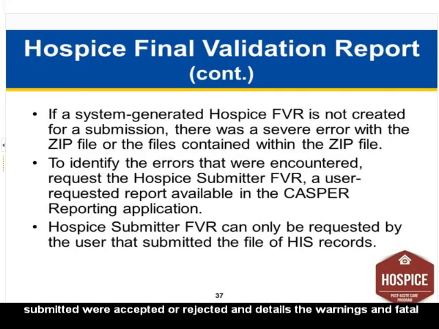It can only be requested by the user that submitted the file of HIS records. The report displays information for each record in the submission file for the requested submission ID. If the submission file could not be read, then only one error displays on the report for the entire file. When this occurs, providers should contact the vendor who created the software used to create the file. The vendor must determine why the submission file did not meet the data submission specifications.